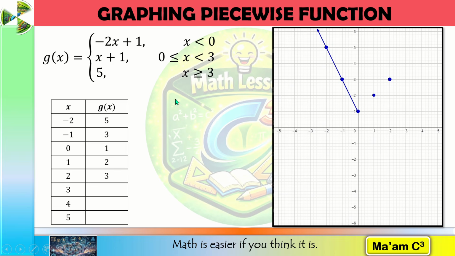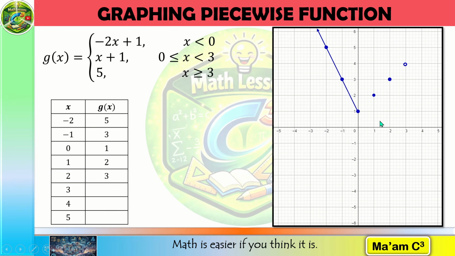Next one is 3, but it says here less than 3. I'm going to plot it anyway. That will serve as my boundary. So I'll substitute 3 here. 3 plus 1 is 4. So if x is 3, g of x is 4. 3, 4. But I will use open circle because there is no or equal to.